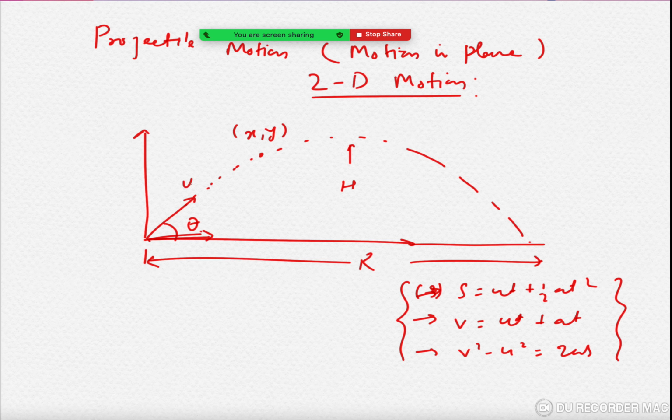Why? Let's say you have thrown this with initial velocity u. Can I say the horizontal component of u is u cos theta and the vertical component is u sin theta? Fine. So if I write u in vector form, can I say u cos theta i plus u sin theta j, if I say horizontal as i and vertical as j?